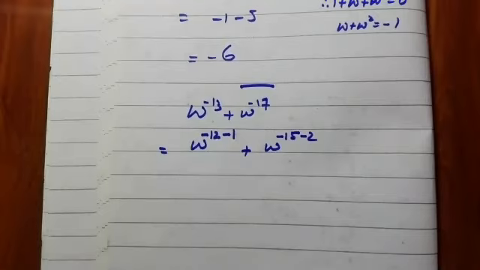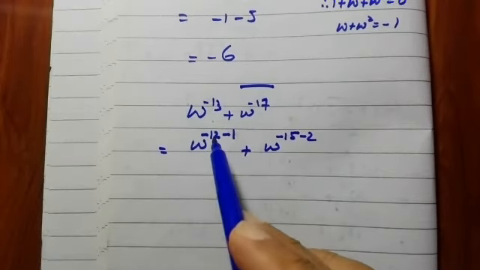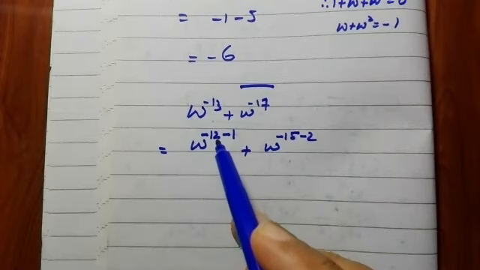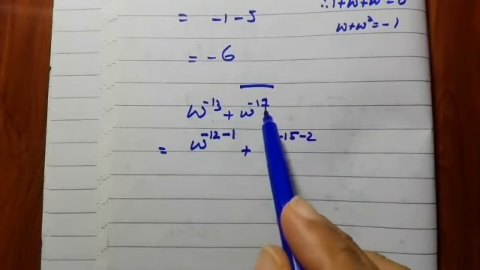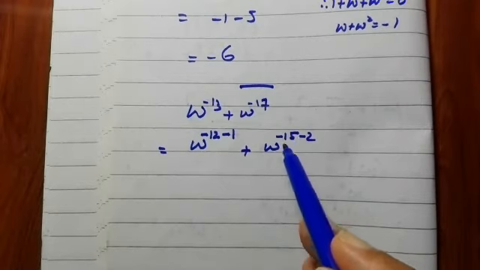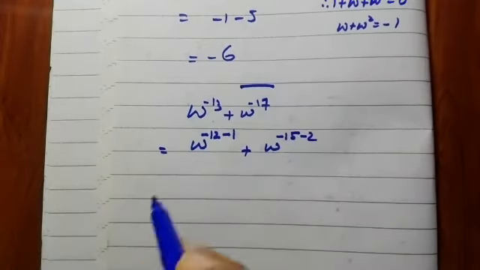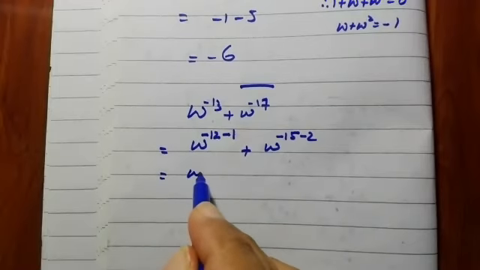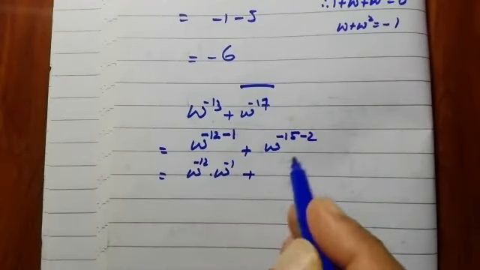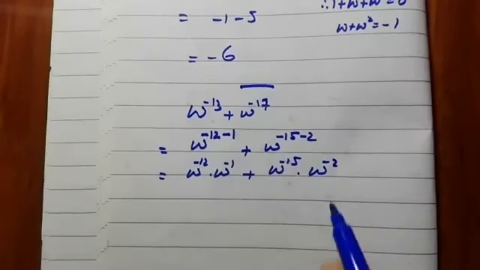I wanted to break the powers as multiples of 3. So I have written minus 13 as minus 12 minus 1, so that 12 can be written as a power of 3. Similarly, minus 17 should be written as minus 15 minus 2. The purpose is the same, that I wanted to break this 15 in the next step as powers of 3. So if I write it like this, it will become omega raised to power minus 12 and omega raised to power minus 1, and omega raised to power minus 15 and omega raised to power minus 2.